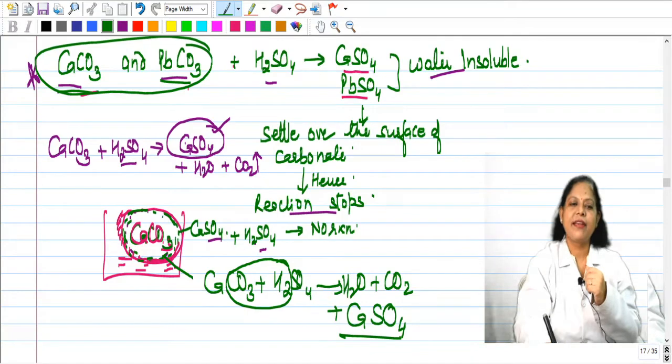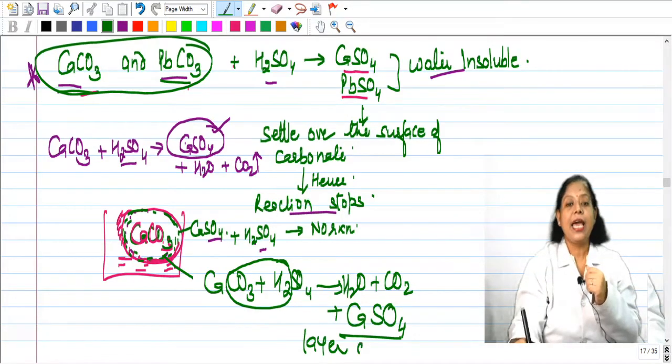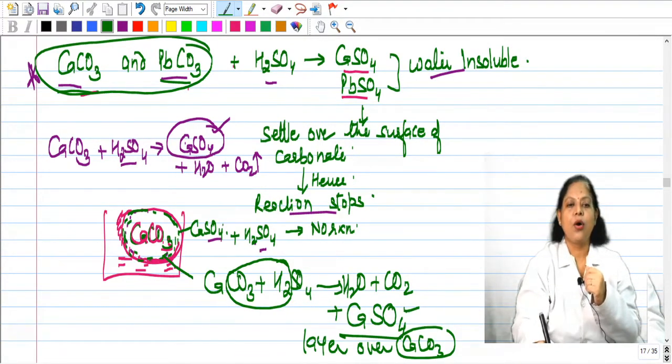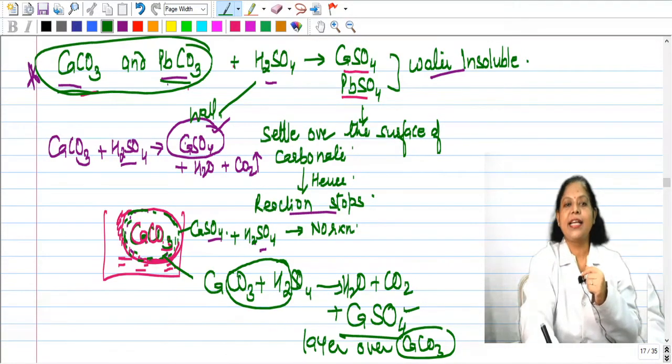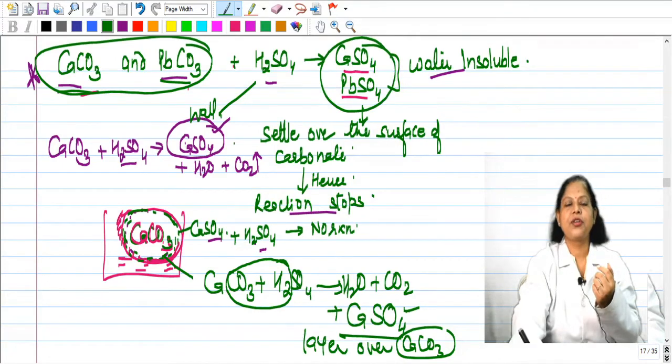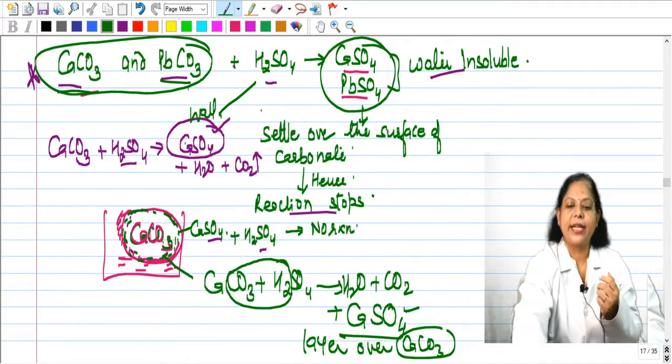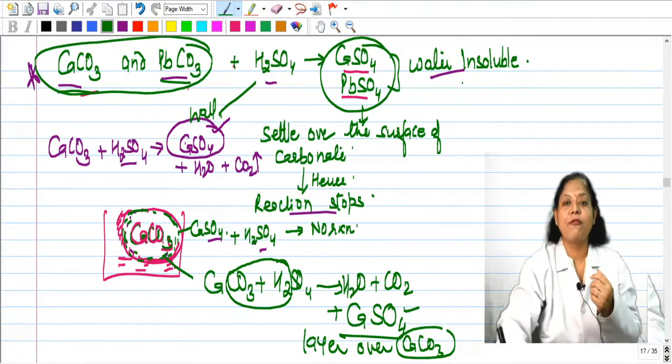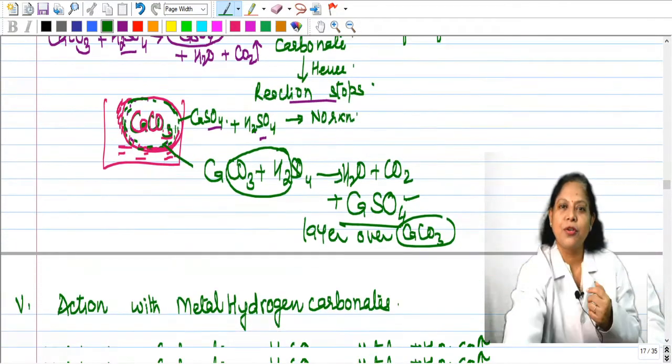Now this calcium sulfate forms a layer over calcium carbonate, right? And this layer does not allow acid to react. So it acts as a wall, or this acts as a barrier. So it is actually a wall which will not allow sulfuric acid to react. Likewise happens with lead carbonate. Hence you will find with calcium carbonate and lead carbonate the reaction is seen to stop. The reason is this formation or deposition of calcium sulfate or lead sulfate, right? And these two are water insoluble salts, so they deposit on the carbonates.